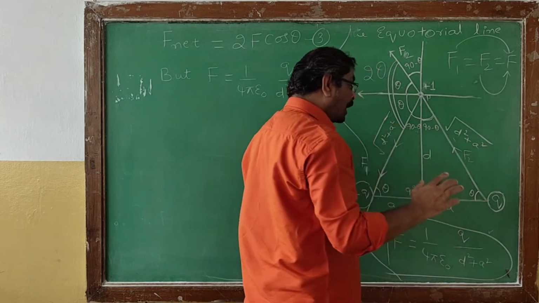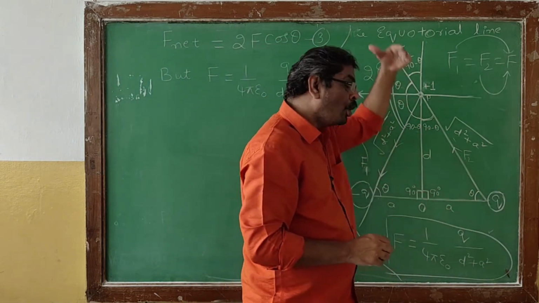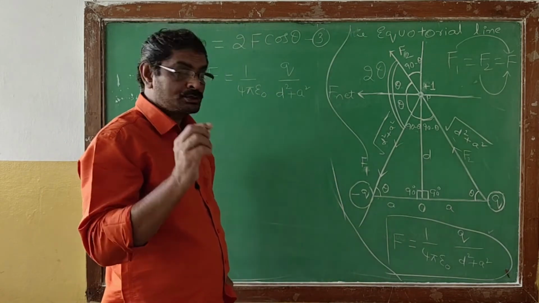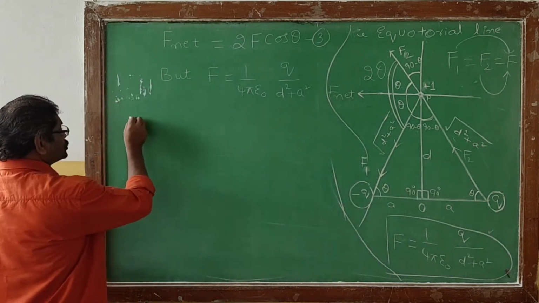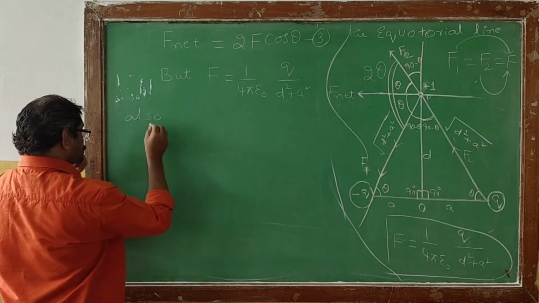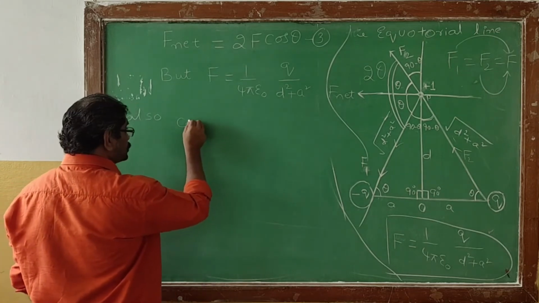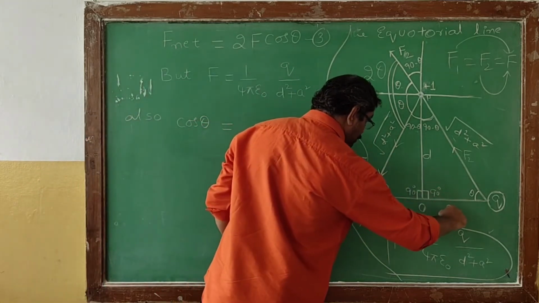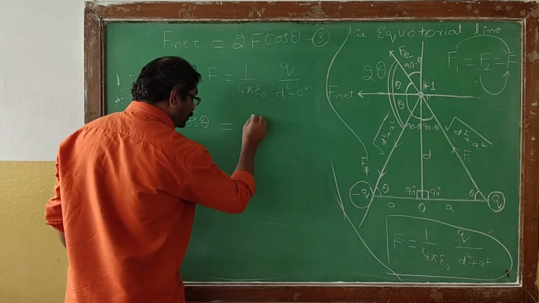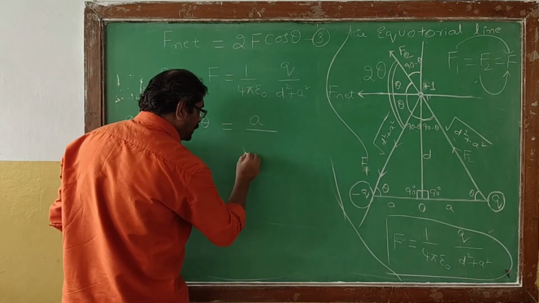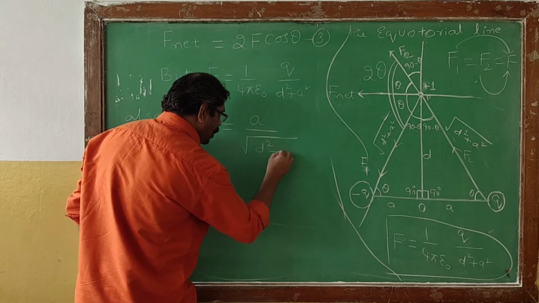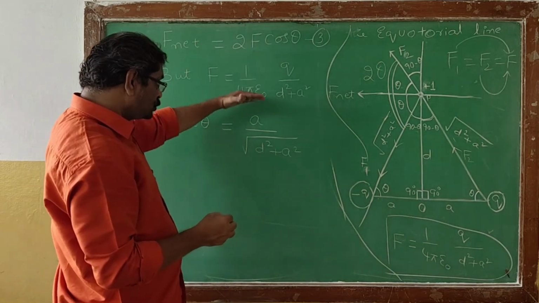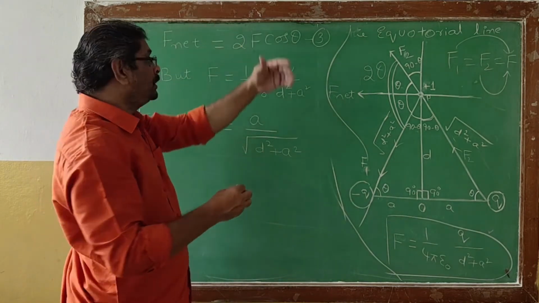So cos theta should be numerically equal to a divided by under root of d square plus a square. So I can say now also cos theta will be numerically equal to adjacent by hypotenuse. So you get a divided by under root of d square plus a square. Now substitute both of them in the above equation.